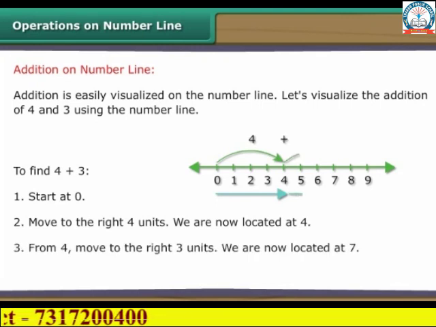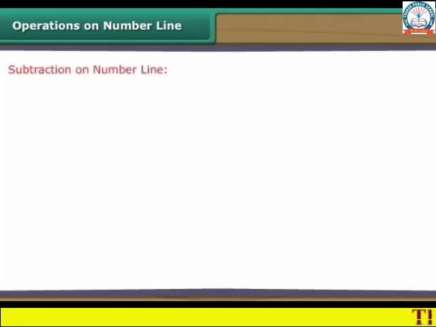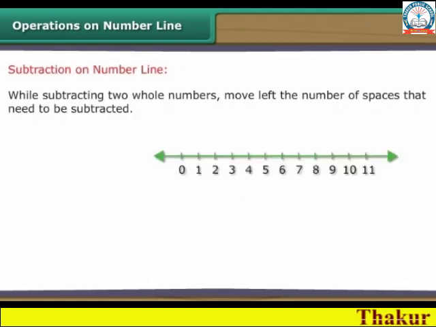3. From 4, move to the right 3 units. We are now located at 7. Thus, 4 plus 3 is equal to 7. While subtracting two whole numbers, move left the number of spaces that need to be subtracted.